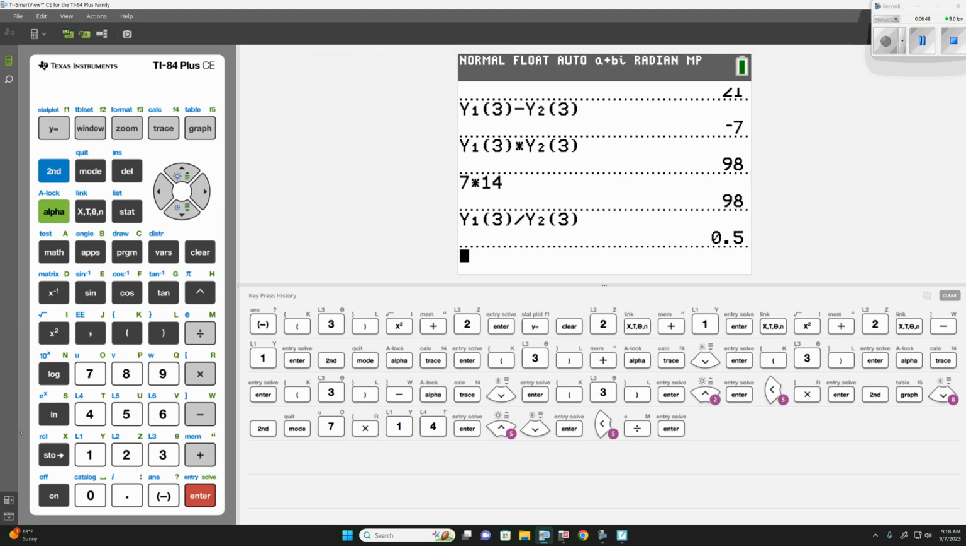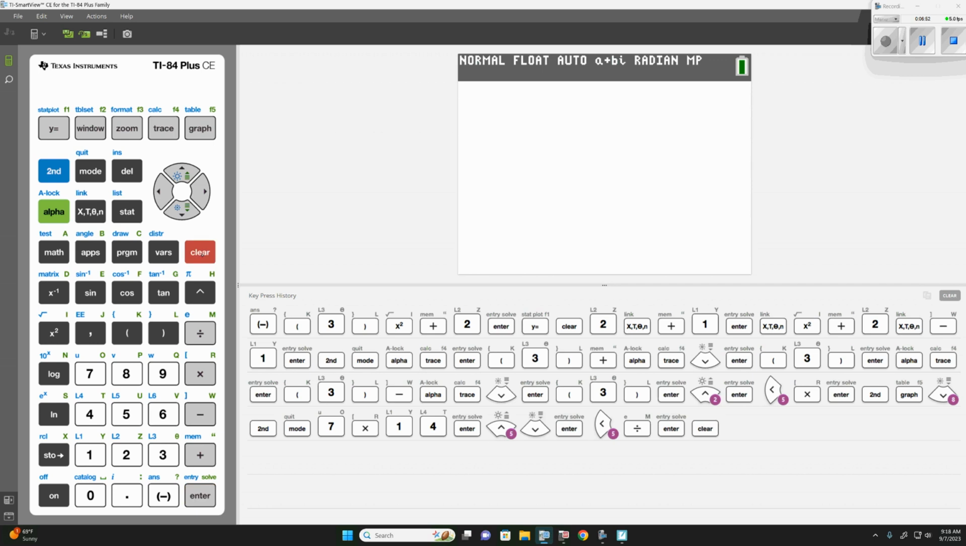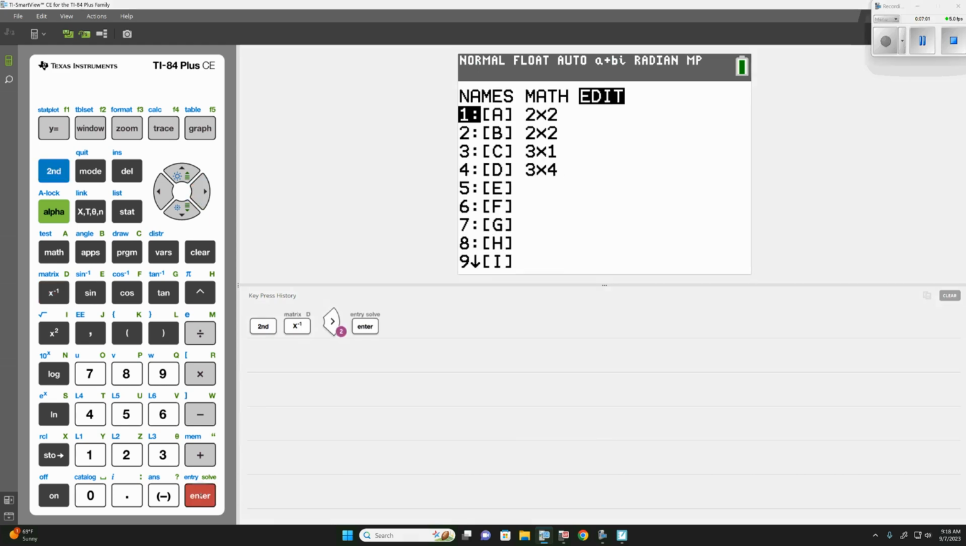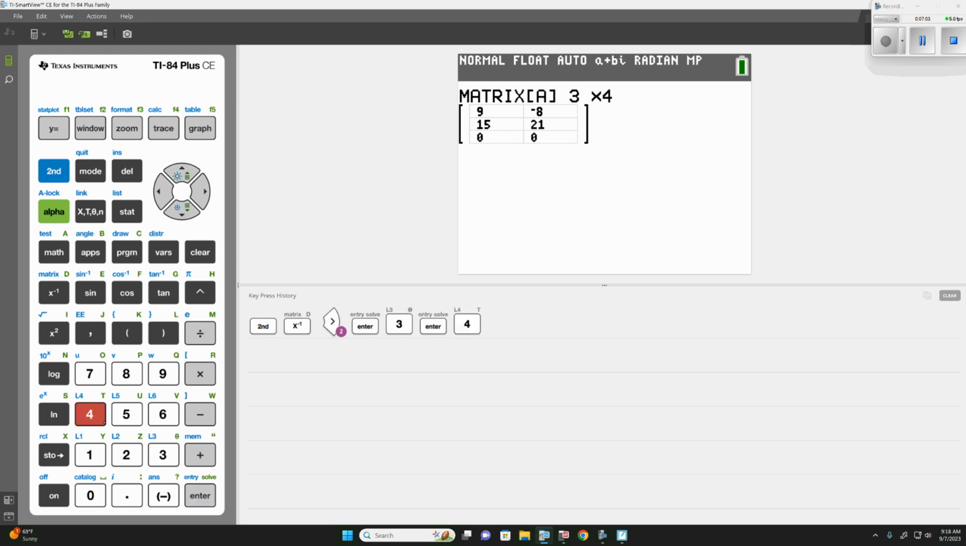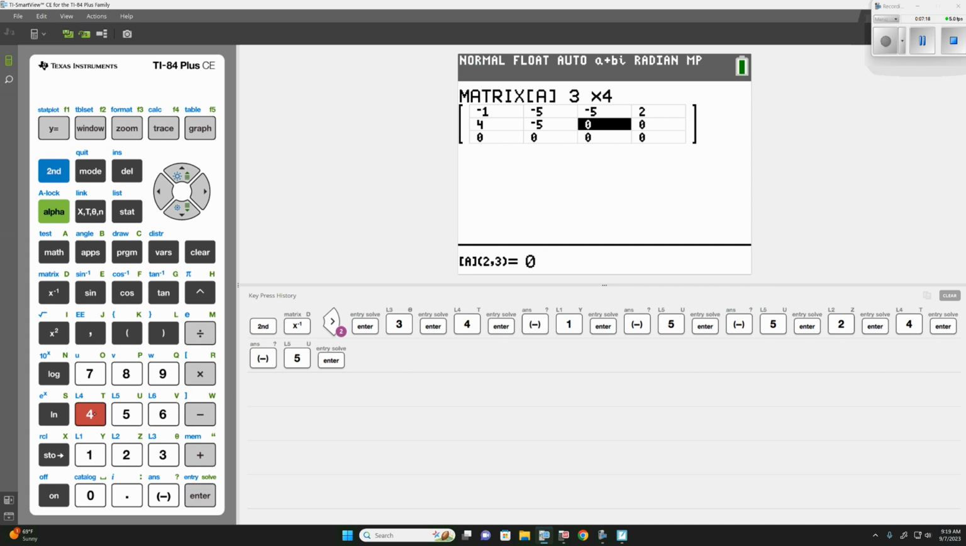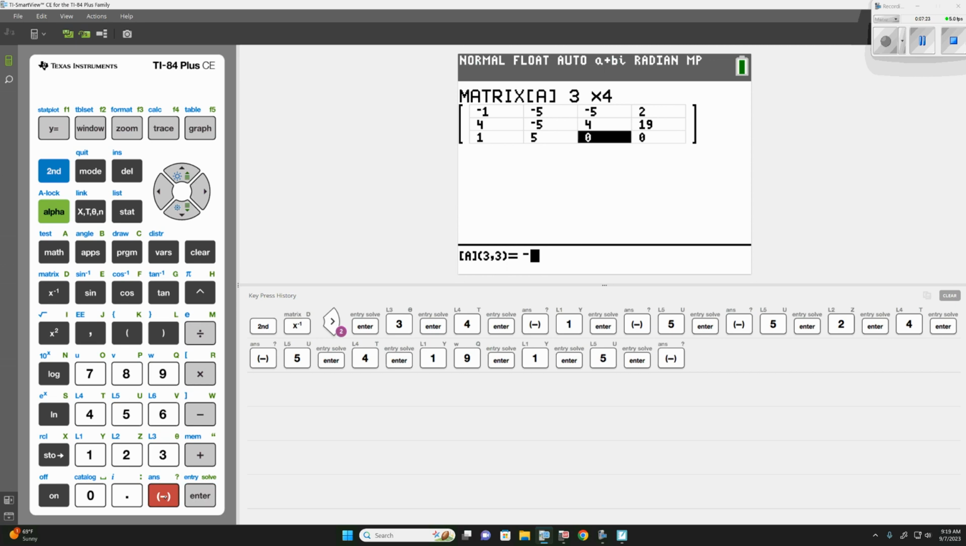So we grab the graphing calculator, clear all this out. We need to first plug the matrix in. So we'll go second matrix and over to edit. We're going to type the dimensions in first, 3 by 4. Now we're going to type those numbers in from our augmented matrix: -1, -5, -5, 2, 4, -5, 4, 19, 1, 5, -1, almost, -20. We get this here.